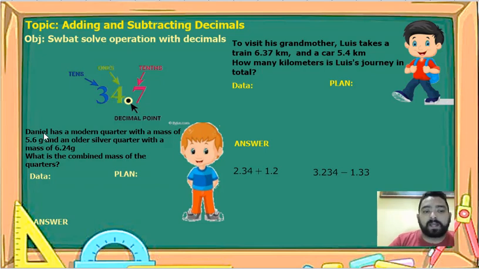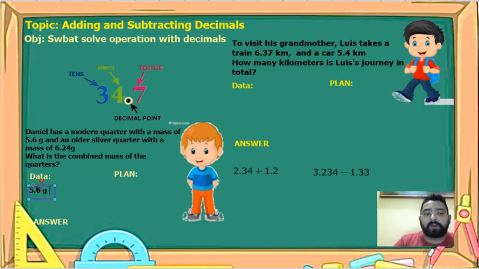Okay, in the first one we have: Daniel has a modern quarter with a mass of 5.6 grams and an older silver quarter with a mass of 6.24 grams. What is the combined mass of the quarters? This is our question. So first, in our data, we are going to write the information that we need for this problem. We have the first quarter, it's 5.6 grams. This is the mass of 5.6 grams. So we can write 5.6 grams.